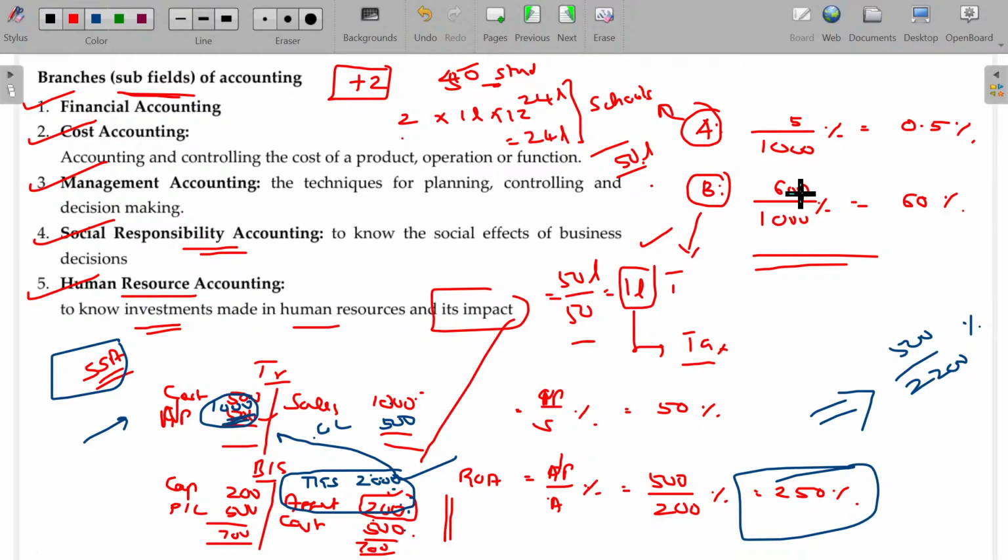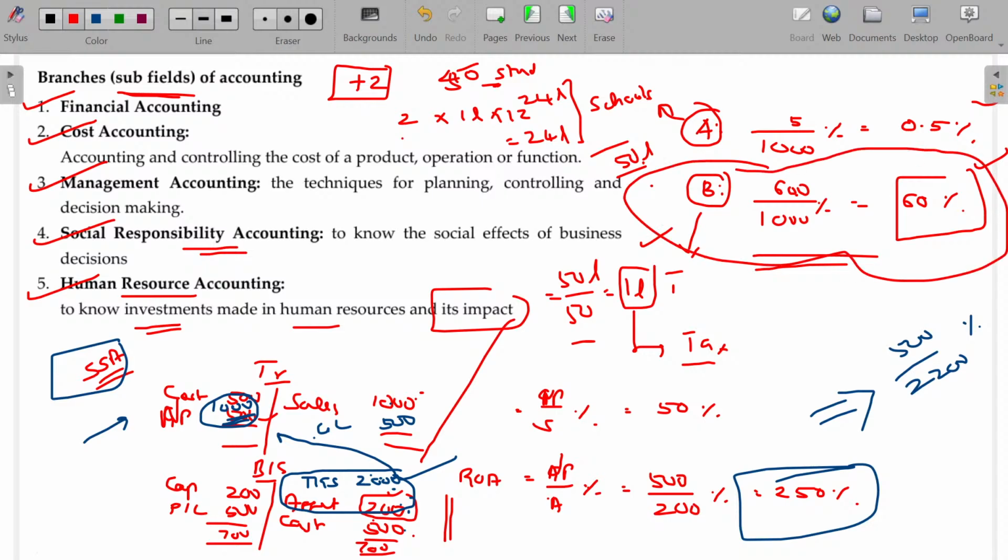Now, what about the TASMAC? TASMAC gives huge profit. Can the government run this one or this one? Running the TASMAC gives more profit, but a few years later, you will have all the drunkards in Tamil Nadu. Means social responsibility is now affected.